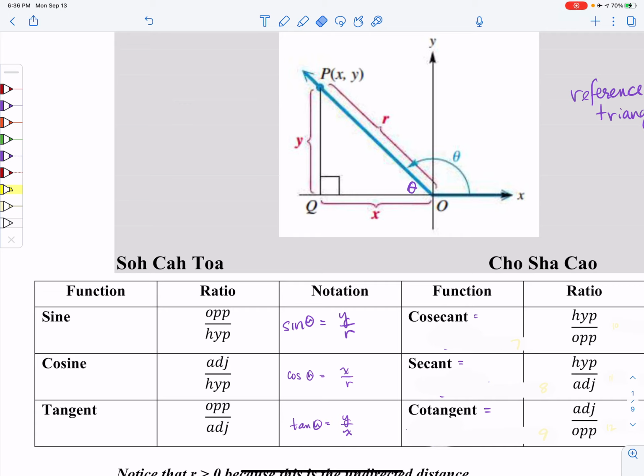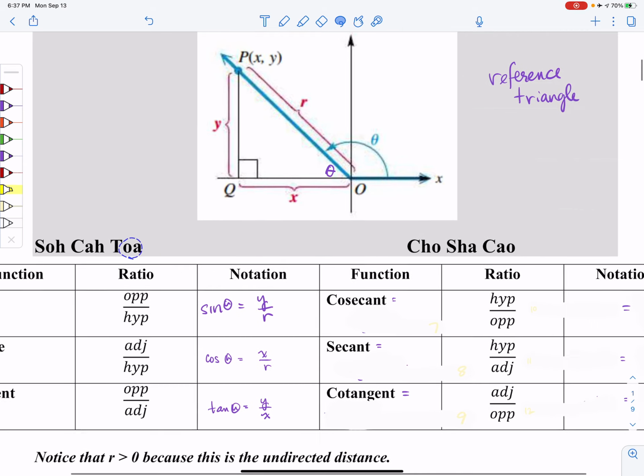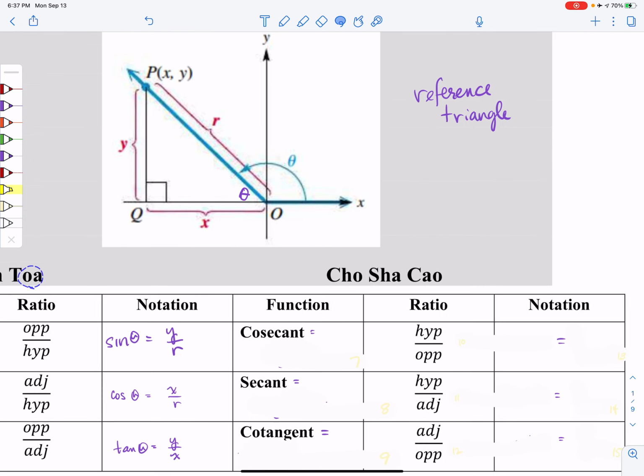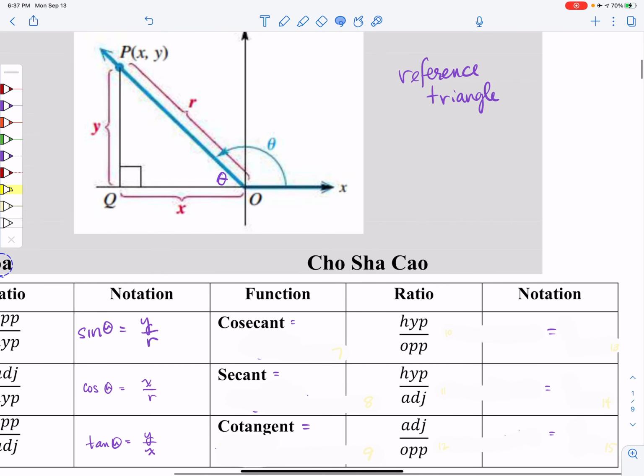Now, notice that I have written above here SOHCAHTOA. SOHCAHTOA is an easy way to remember our ratios. So you have here that sine is going to be opposite over hypotenuse. That's where the O and the H come from, opposite over hypotenuse. Cosine will be adjacent over hypotenuse. Tangent will be opposite over adjacent. So SOHCAHTOA. All right.